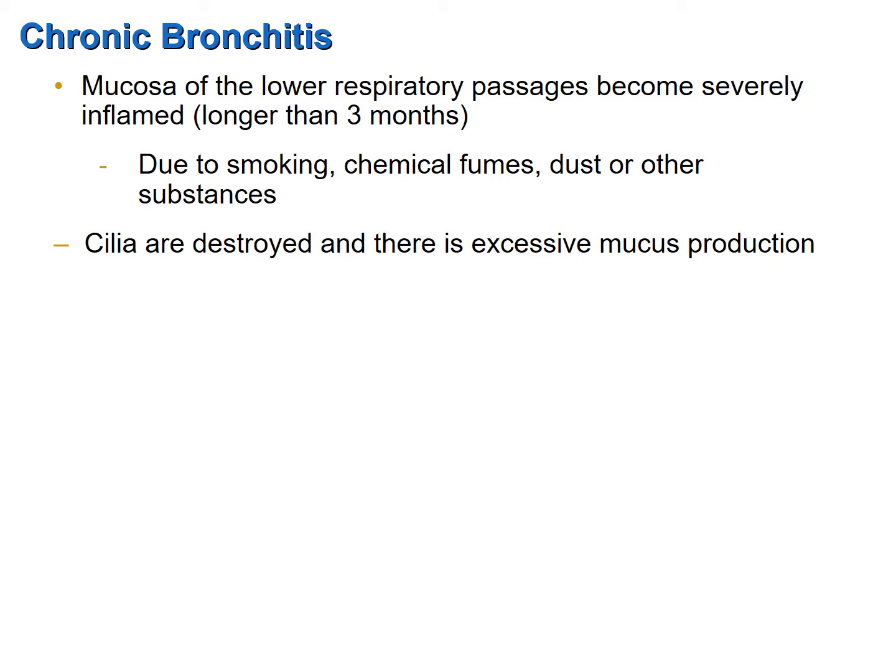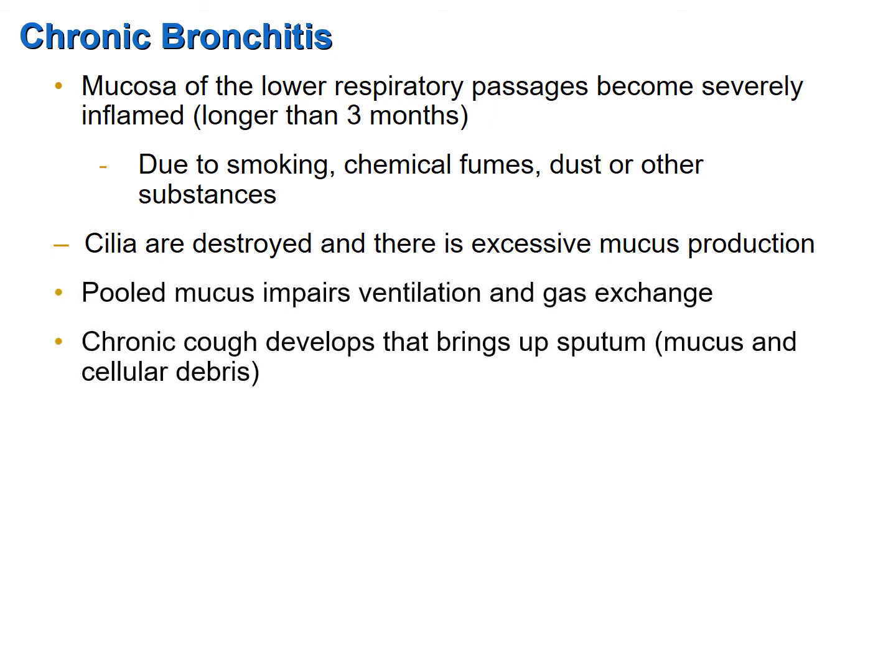This continuous inflammatory response leads to destruction of those pseudostratified columnar epithelial cells containing cilia, and they're replaced with stratified squamous epithelial cells, which are not ciliated. As a result, mucus tends to pool in the lower respiratory tract, and this interferes with pulmonary ventilation and gas exchange. Individuals with chronic bronchitis will tend to have a deep cough that brings up sputum, which is a mixture of mucus and cellular debris, cells that have been destroyed as a result of this chronic inflammation.